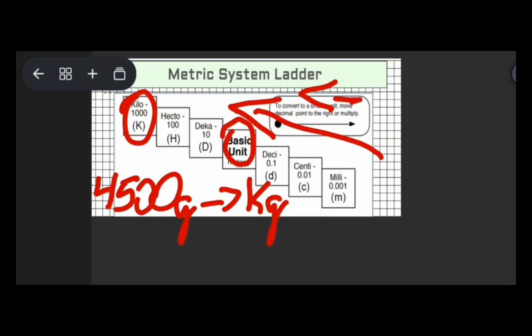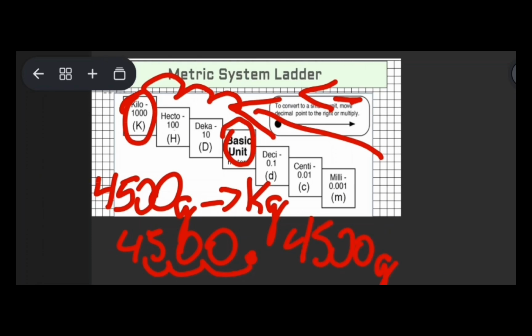Now, how many places do you think we have to move the decimal point to the left? Well, we can just count. So it'll be 1, 2, 3. So we're moving it 3 places to the left. Now we could write 4,500. And since the decimal point is here, we'll just move it to the left 3 times. So it'll be 1, 2, 3. So 4,500 grams is equivalent to 4.5 kilograms.